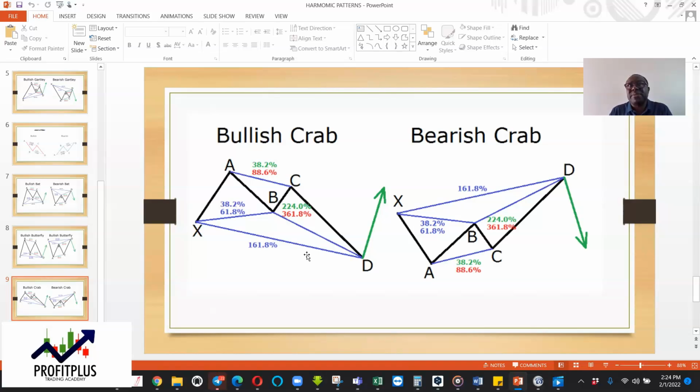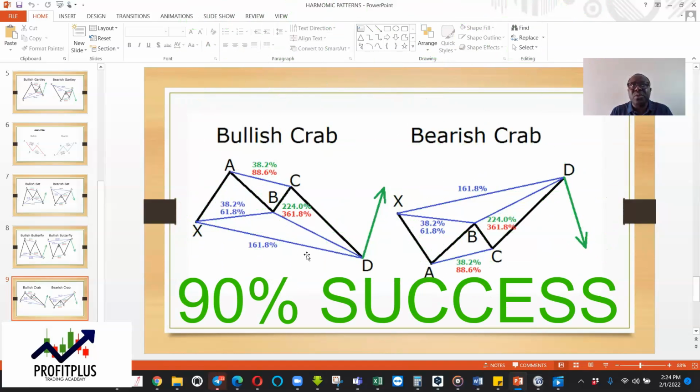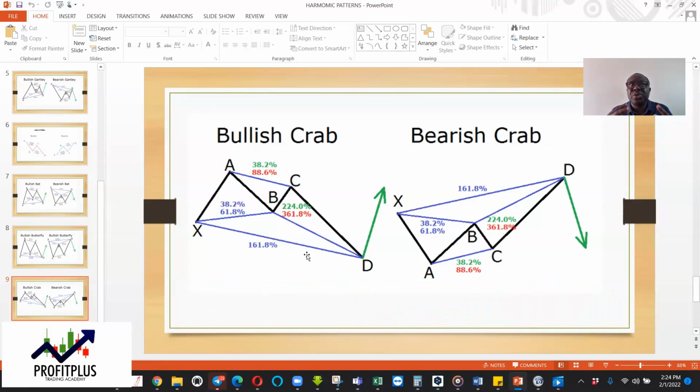All right, so this is the harmonic patterns. I told you it gives you up to a 90% success rate, which translates to 9 out of 10 times you use this pattern, and it makes use of a combination of market geometry and the Fibonacci retracement tool.